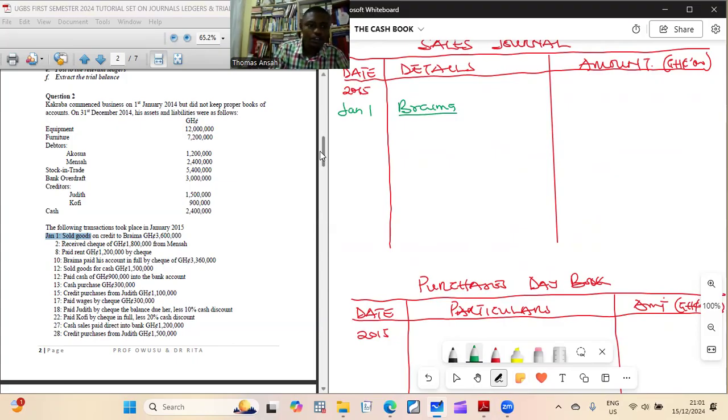All right. And what happened? So we sold goods. Okay, so Brima and the goods, how much is that on credit to Brima? If there is anything that you see, so sale of goods to Brima, that will be your narration. So we all know this is sales and it is goods to Brima. So you can also do Brima semicolon goods.